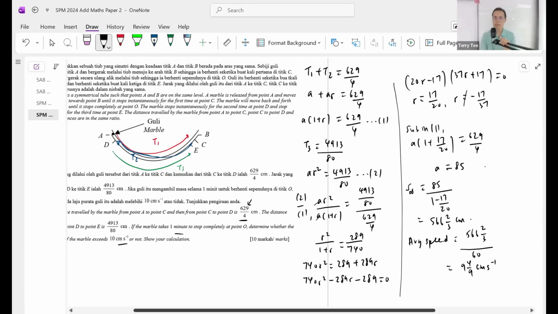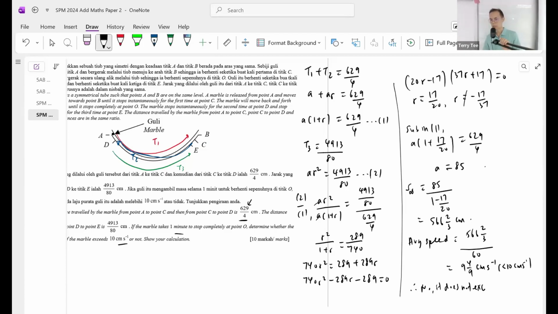So the question is, does the average speed exceed 10 or not? So it's less than 10. So the answer is no, it does not exceed 10 cm per second.